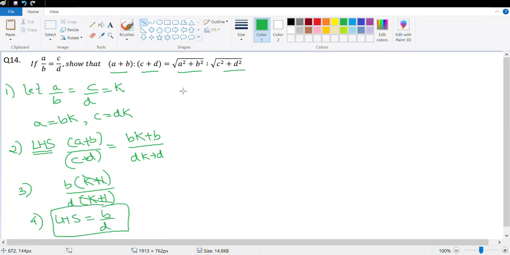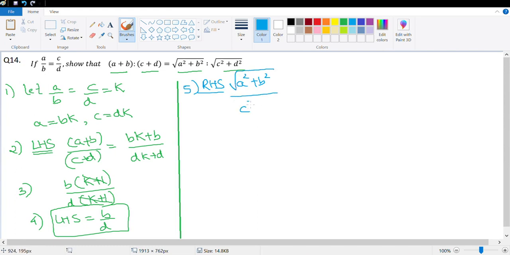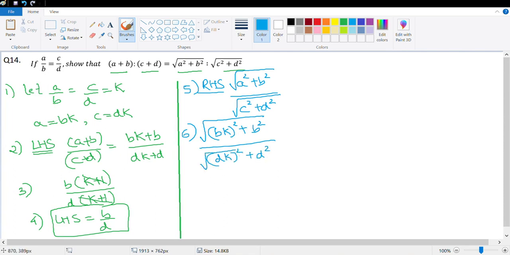Let's figure out the value of right hand side and see if we can also make it equal to B upon D. So now let's work with right hand side. The right hand side is A square plus B square, the square root upon C square plus D square, the square root. Let's substitute A as BK. So this is BK whole square plus B square, the square root upon C is DK, which is DK whole square plus D square, the square root.